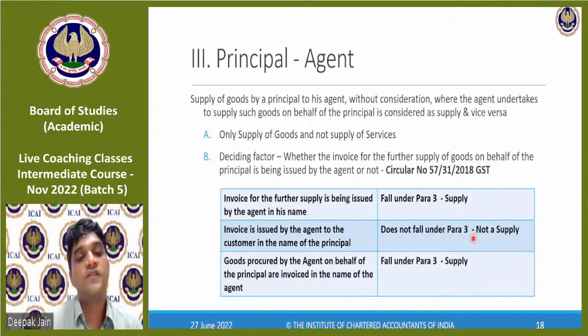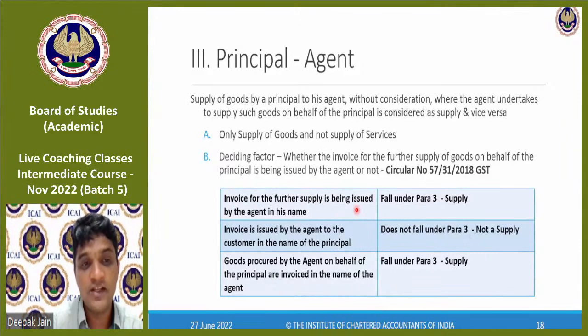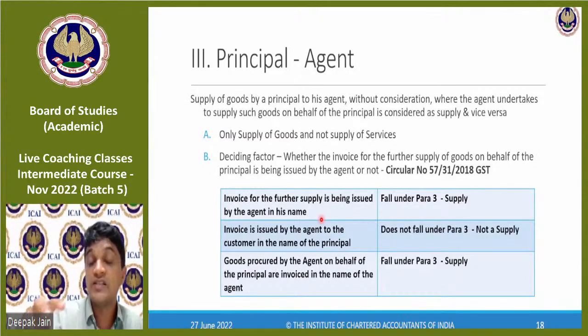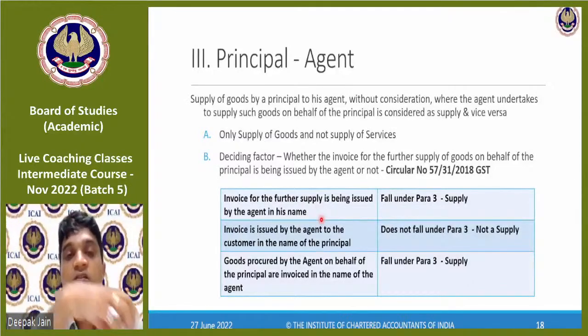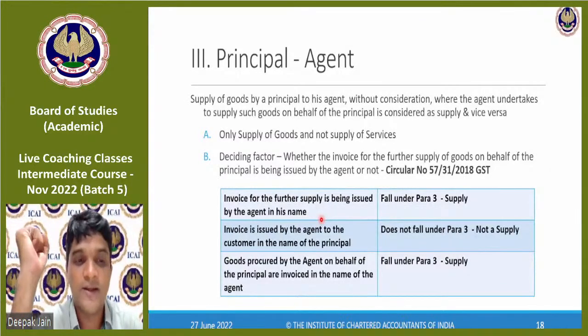Okay. So if the invoice for the further supply is being issued by the agent in his name, in that case, it will be treated as a supply between the principal and agent. So how is the agent? Is he a pure agent representing the principal? Then there is no supply. If the agent is independent, then it's a supply.